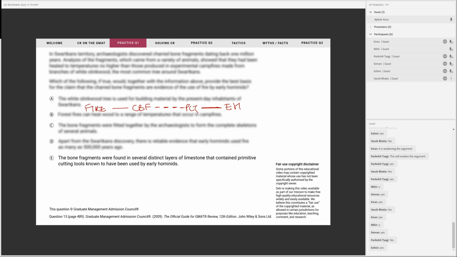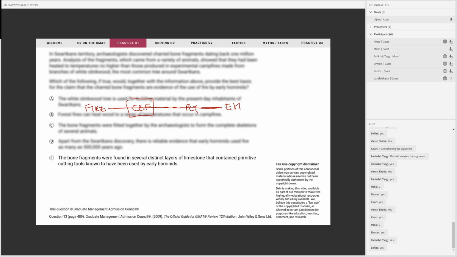So now we have a connection between early hominids and fire through charred bone fragments because we have a connection between charred bone fragments and primitive cutting tools and between primitive cutting tools and early hominids. So now we've got the connection from early hominids to fire through charred bone fragments.